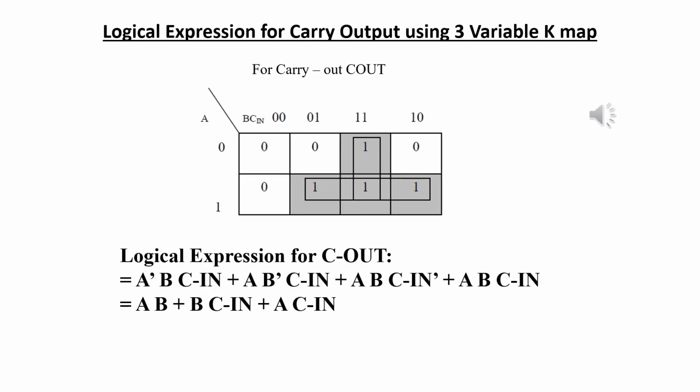Similarly, we can obtain the expression for the carry output by using the three variable K-map structure. From the truth table, consider only the C out binary values and place them in the corresponding cells of the K-map structure. From the K-map structure, we can obtain the logical expression for C out as AB plus B into C in plus A C in.